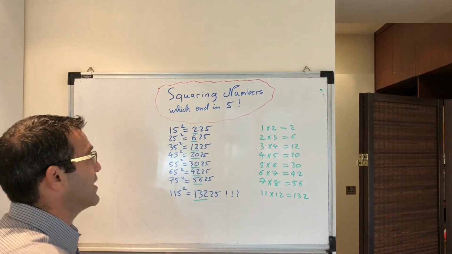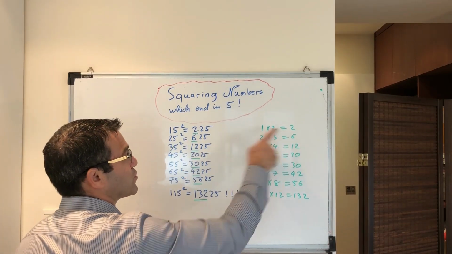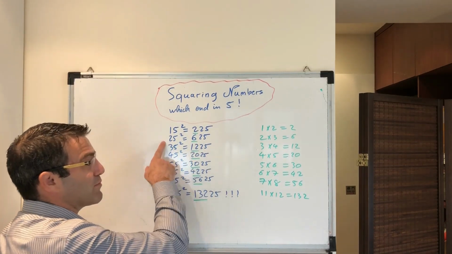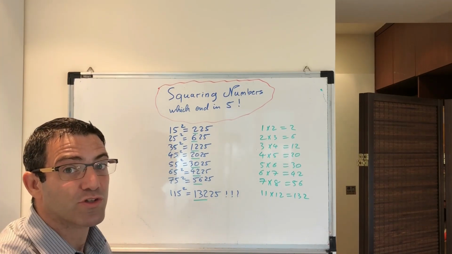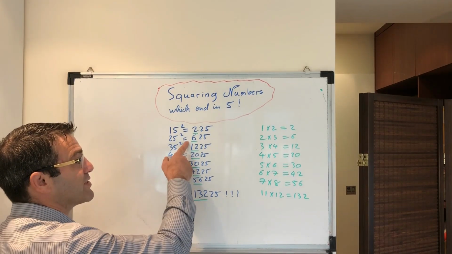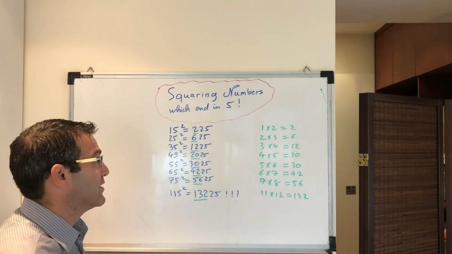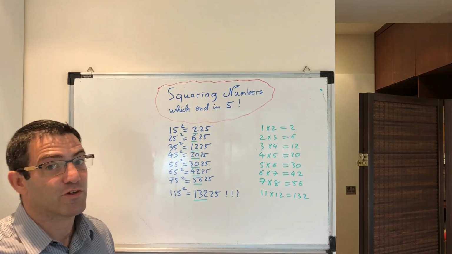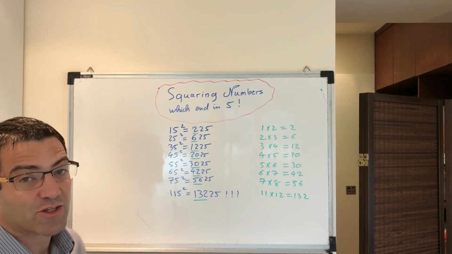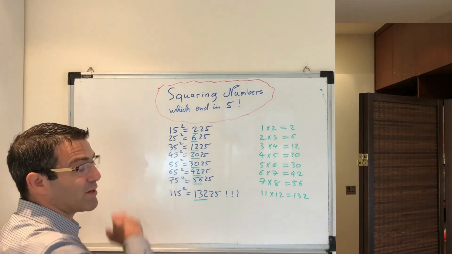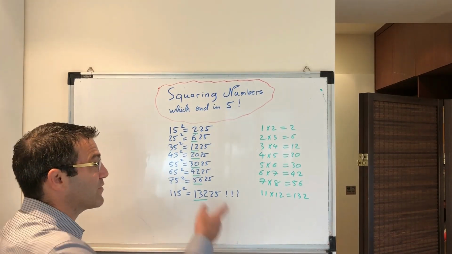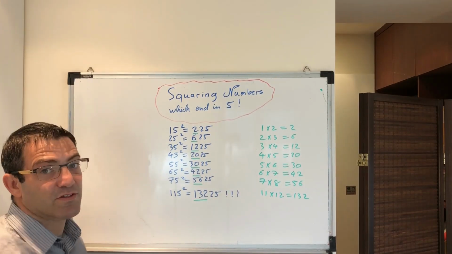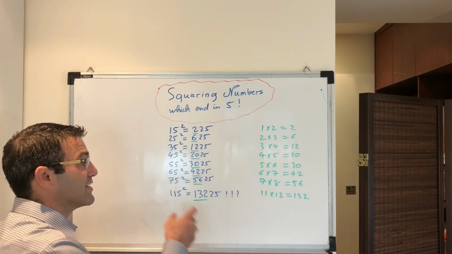Okay? So let's see, 15 squared, 1 times 2 is 2, then 225. 25 squared, my first digit is a 2. Well, 2 times 3 is 6, so I start with a 6, and then the number ends with 25, so 625. 35 squared, so 3 times 4 is 12. So my first 2 digits are 12, and then I add 25. 45, so 4 times 5 is 20, and then I add 25, so 2025. 55, well 5 times 6 is 30, so you just do 30 and add 25 at the end.